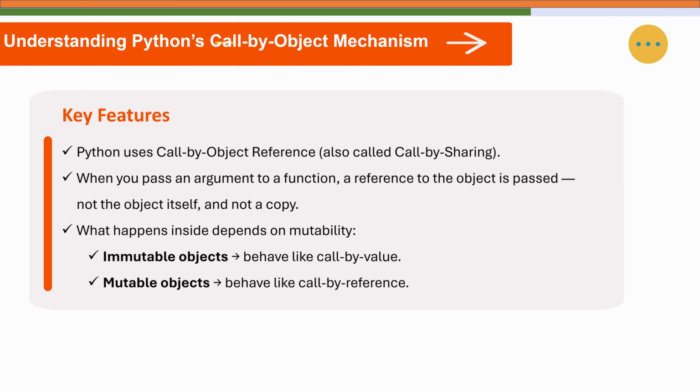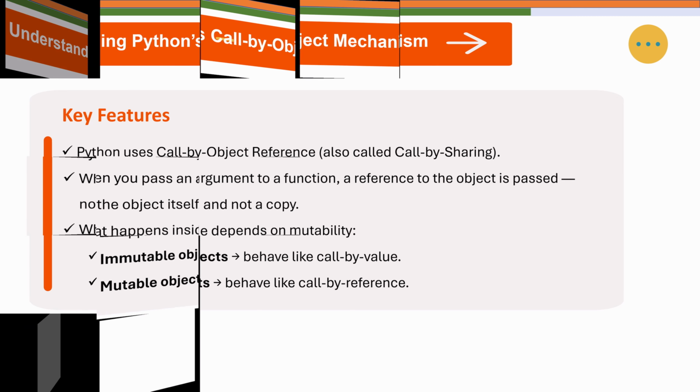If you pass an immutable object like an integer, string, or a tuple, the function receives a reference to that object, but since immutable objects cannot be modified, it is as if you passed a copy. Any changes inside a function create new objects, leaving the original untouched. If you pass a mutable object like a dictionary or a list, the function still receives a reference, but because the object can be changed in place, the original data outside the function can be modified as a side effect.